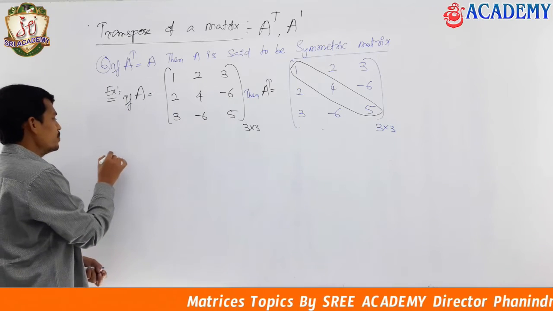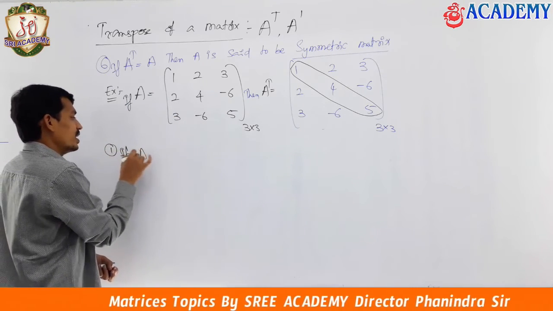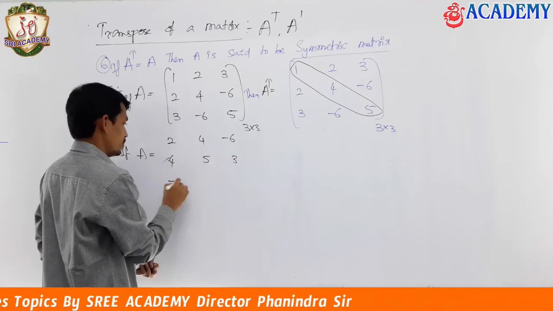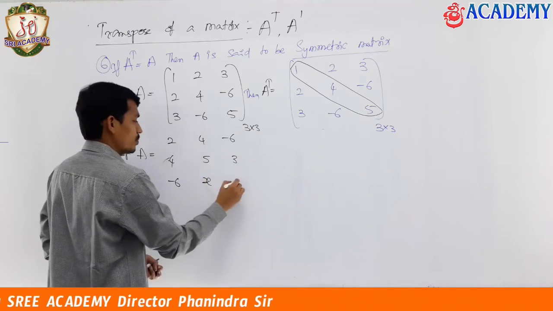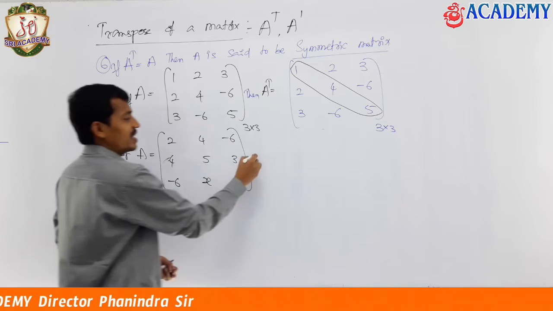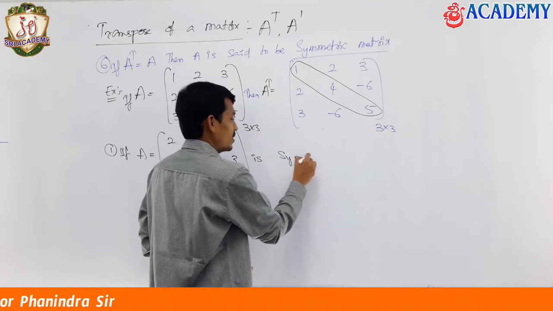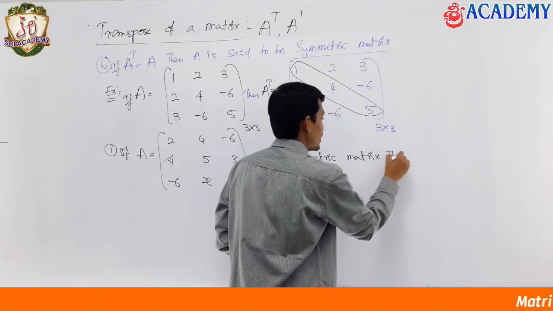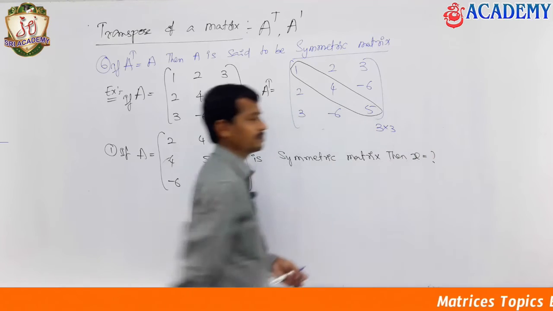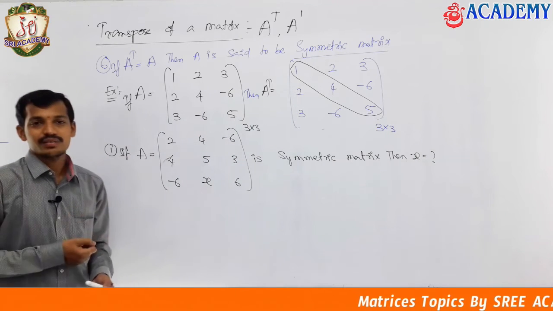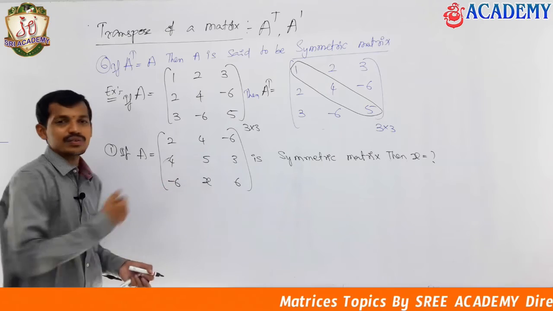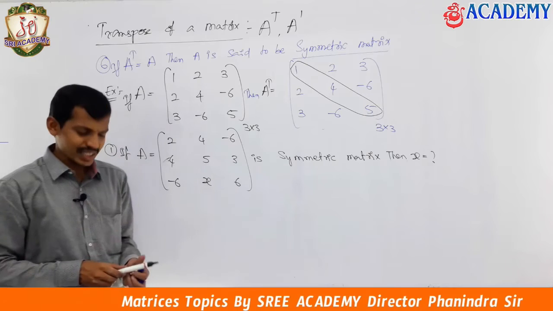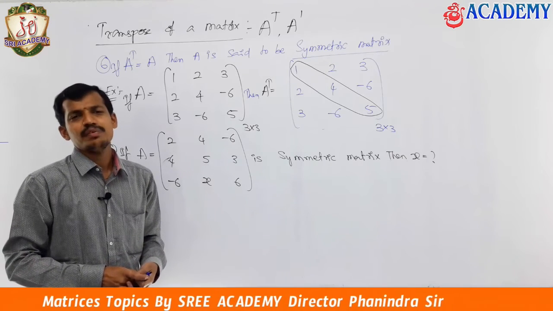You will be given like this: if A equals to ... if A is a symmetric matrix, then X equals to what? Then X equals to what? He has given unknowns. What is he giving? This matrix is a symmetric matrix. By seeing the question we can say that you will be asked this type of question.